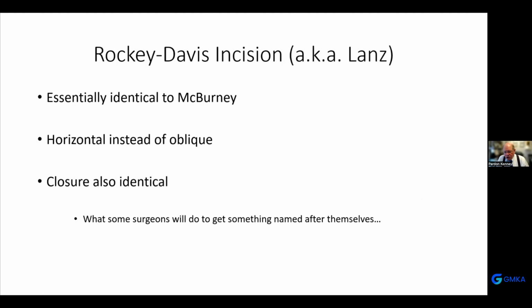This is a variation, and it's essentially identical. It's called a Rocky Davis incision. It's more horizontal instead of oblique. The closure is identical. I've never really understood the difference, except that somebody wanted to get a procedure named after himself. So here they go. They say, oh, I'm going to change the angle from oblique to horizontal, name it after myself. Also the Lance incision. It's essentially the same as the McBurney.